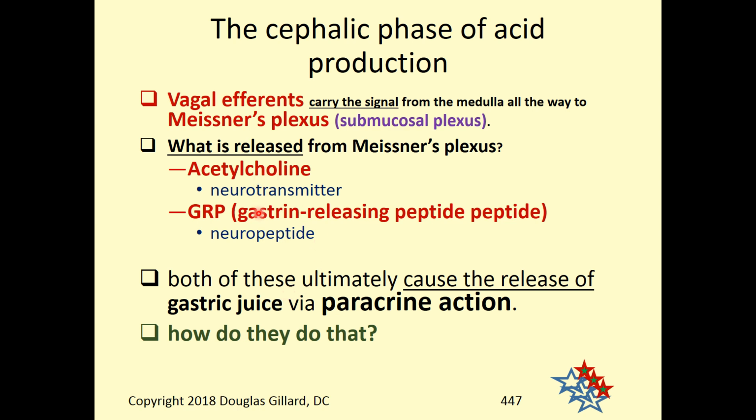Both of these, they're not hormones. They're paracrine. You can call them, some call them paracrine hormones, but they're paracrine molecules. They are swimmers. They diffuse from the submucosal layer, and they swim through the interstitium, find the cells of the stomach glands, and do their thing.